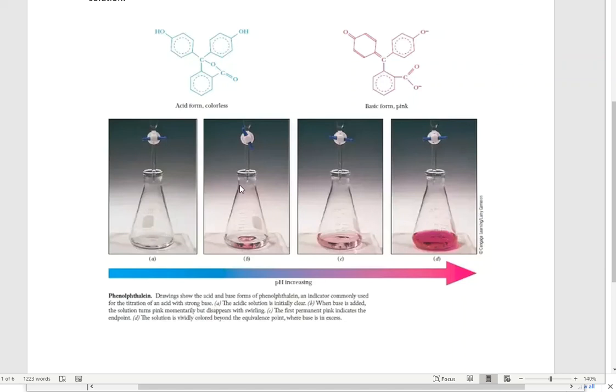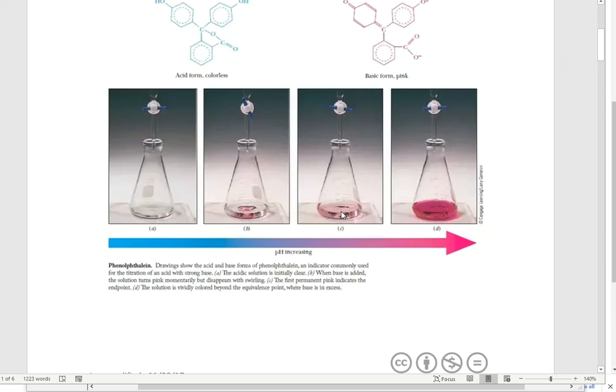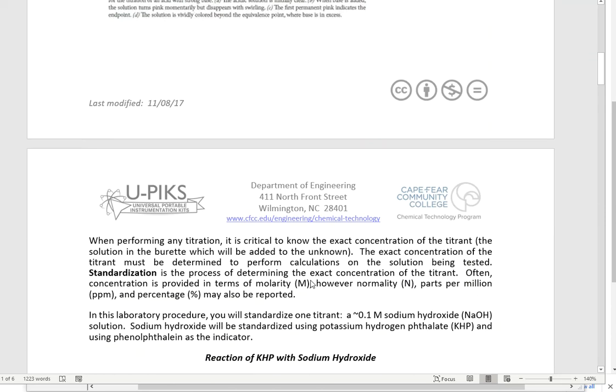Over time, as you get closer and closer to the point where your base is equivalent to the acid, you will start to see a very faint pink color form. Do not go to the fuchsia that you see over here on the right-hand side. If you go to the fuchsia, we call that over-titrating. Over-titrating means you've added too much liquid from your burette, which also means that you're going to report an inaccurate concentration readout for your sodium hydroxide. So baby pink is what we're after, not fuchsia pink.